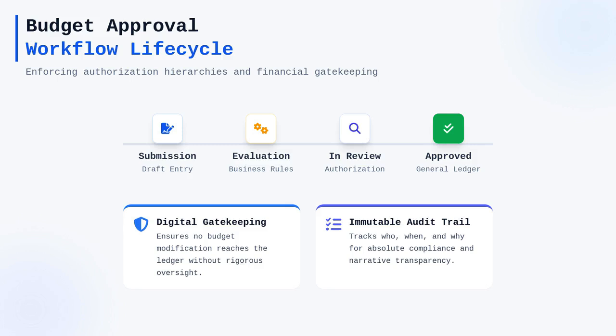Furthermore, the system builds an immutable audit trail for every change, tracking who initiated the entry, who approved it, and when the modification was executed. These logs are indispensable for compliance audits, as they provide a clear narrative of the organizational decision-making process.